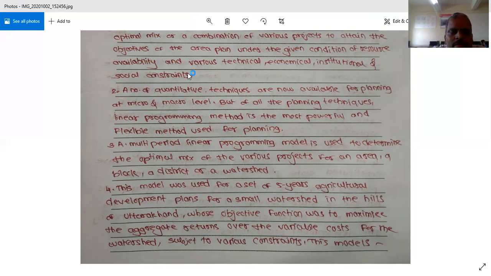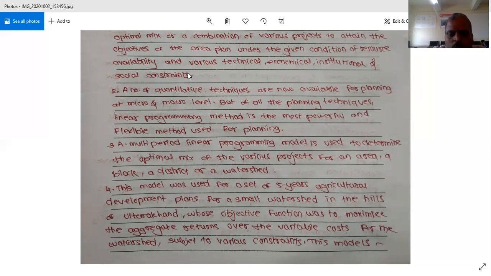The third point is that a multi-period linear programming model is used to determine the optimal mix of the various projects for an area, a block, a district, or a watershed. This method was used for a set of 5-year agricultural development plans for a small watershed in the hills of Uttarakhand. That means this method was used for the agricultural Panchvarshik Yojana.